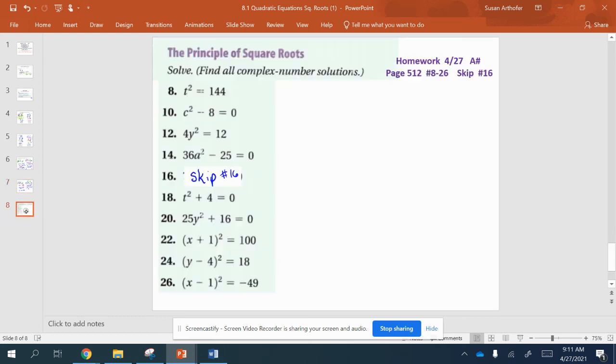Okay, one more slide. Here's your homework. Page 512, number 8 through 26, and skip number 16.